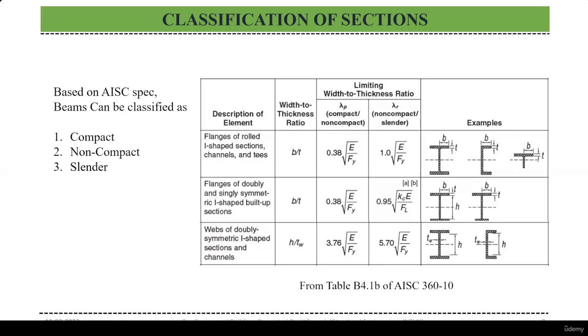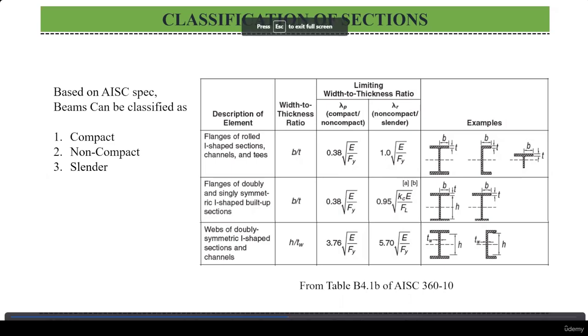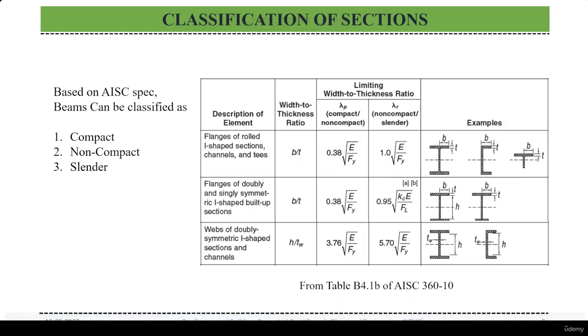So next, moving on to the next topic. This is classification of sections based on local buckling. So there are two types, beams and columns. How can the beams be classified? According to ASC 75, there are three types of sections available: one is compact section, the second is non-compact section, and the third is slender section. How can these compact, non-compact, and slender sections be categorized?